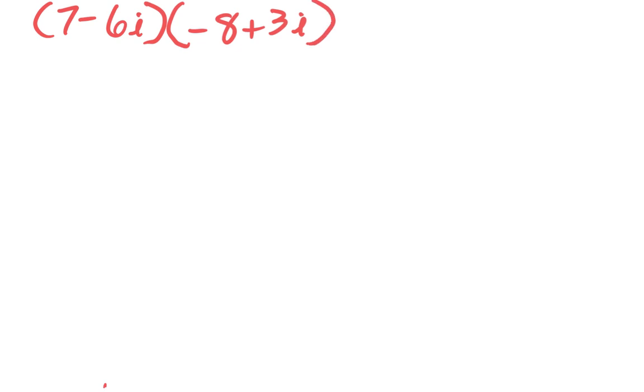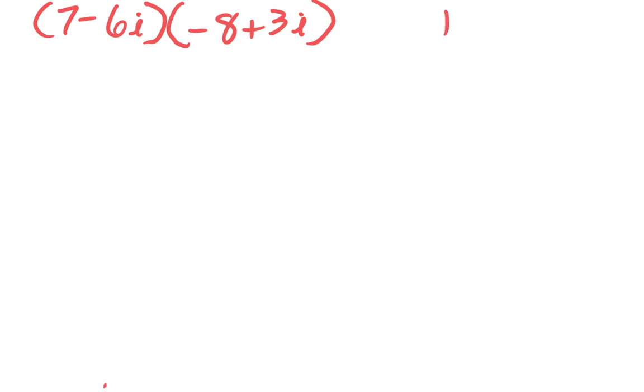So let's do number 2 on our paper. We've got 7 minus 6i times a negative 8 plus 3i. So we can do this either using the FOIL method or the box method. I believe some of my classes like the FOIL method, some like the box method. So I am going to do both of them, one at a time. So let's do the FOIL method first.